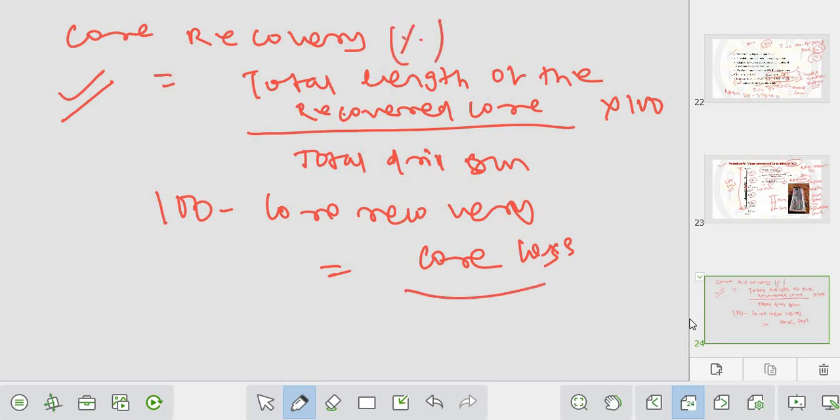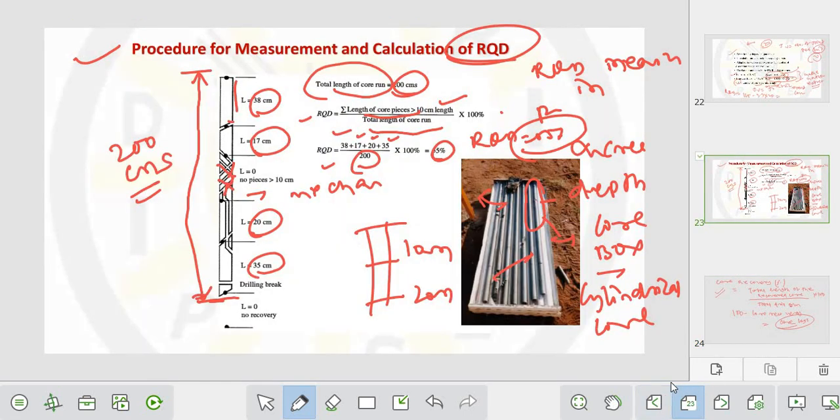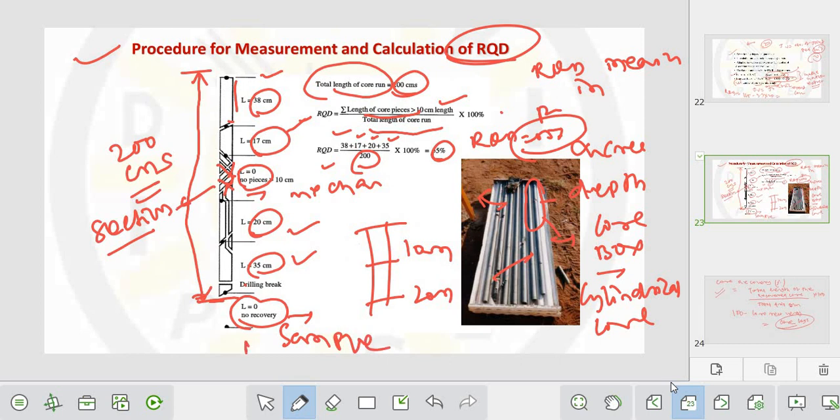And how much core loss has happened? 100 minus core recovery is the core loss. Okay, at 38 17 there will be no pieces in this particular section, ठीक है. यहाँ पे कोई भी piece cylindrical sample नहीं हुआ है because this is all type of fracture we are getting due to the drilling. Okay, at 20 and 35 there will be the drilling break and there will be no recovery. यहाँ पे sample recover नहीं हुआ है, there is no sample recovered in this particular part, ठीक है.